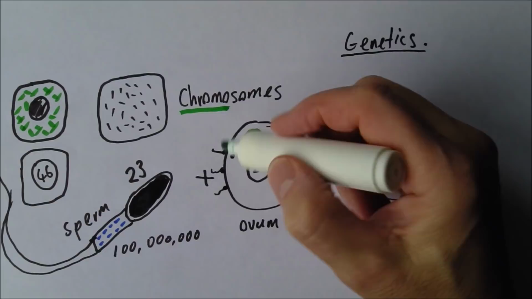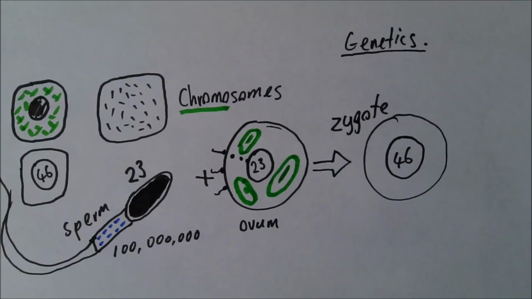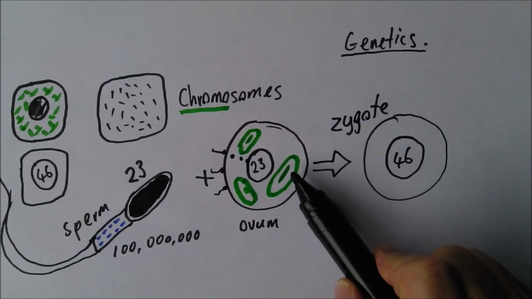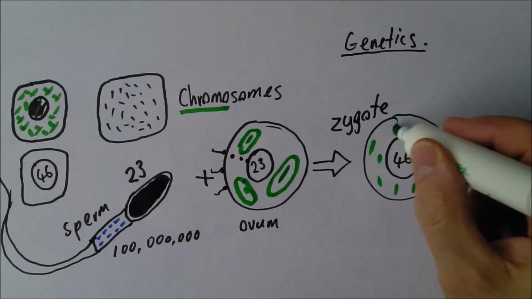Not drawn to scale, of course. But because the sperm is not contributing cytoplasm, the sperm is not contributing mitochondria. So that means if we think about the zygote here, the fertilized cell, the chromosomes in that all come from the ovum. They're all maternal.